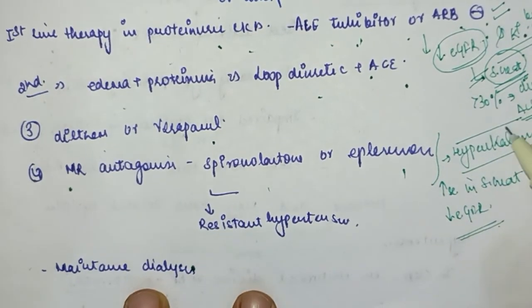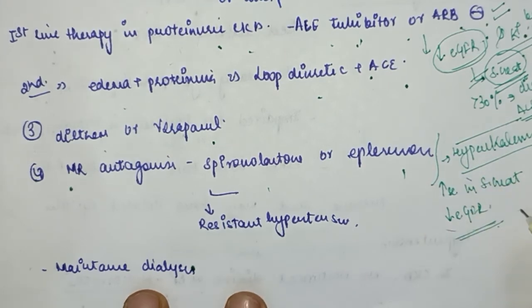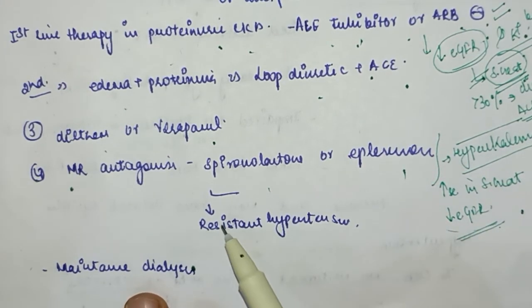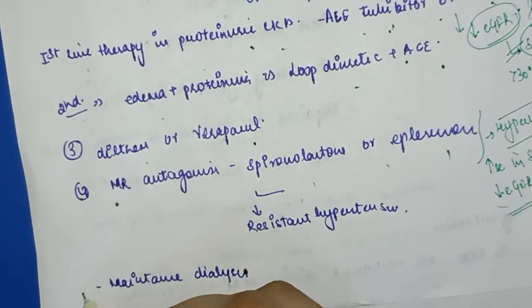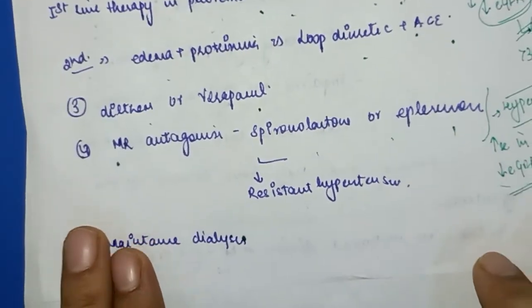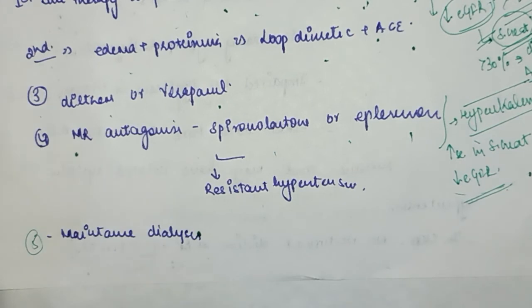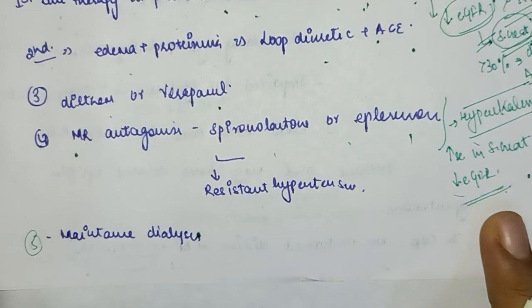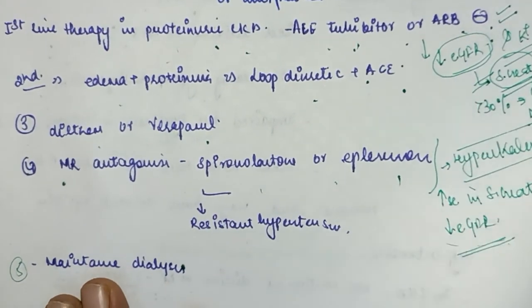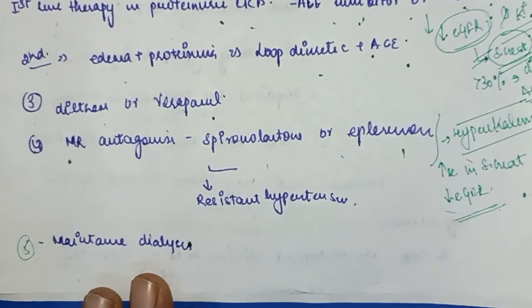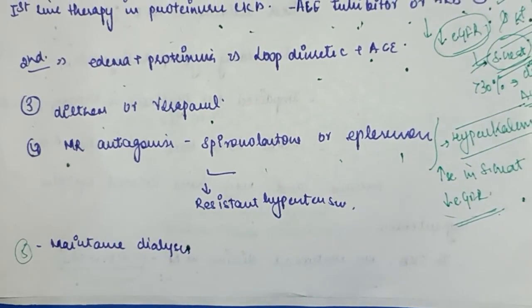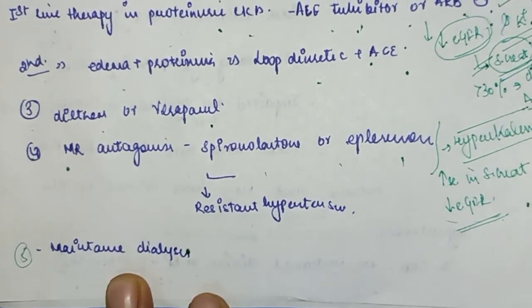So we should look for hyperkalemia and eGFR after starting a mineralocorticoid receptor antagonist. And despite all these things, if BP is not controlled, we should start the patient on maintenance dialysis, because volume overload is one of the main reasons for hypertension in CKD patients. So we should start the patient on maintenance dialysis if the patient's edema is resistant to diuretics or the patient is still hypertensive after adequate medication.